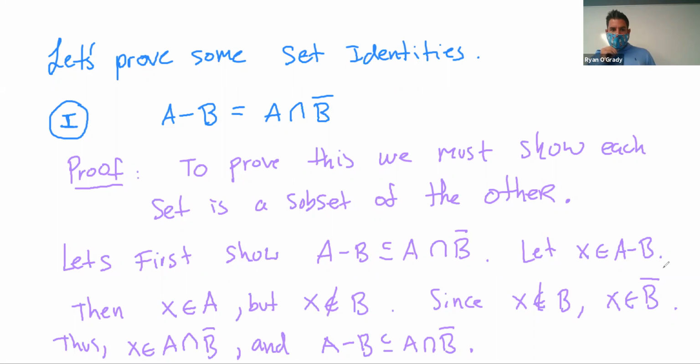So what we've done is we've shown that A take away B is in fact a subset of A intersect B complement. How did we do that? We took an element in there. So we took an element in A take away B, and we showed that element is also in the intersection of A and B complement.